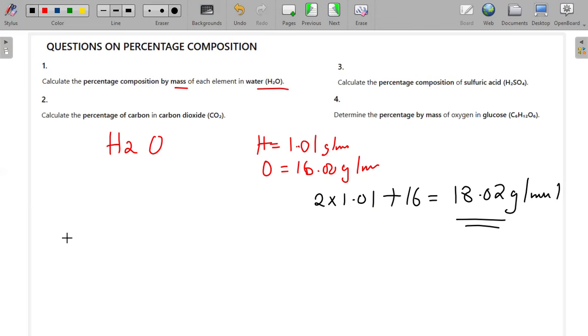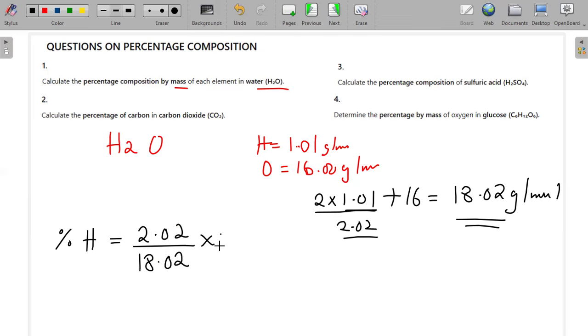Now if I want to find the percentage composition of hydrogen in water, I need the mass of hydrogen contained in water. I can see 2 hydrogens in water, so it will be 2 multiplied by the molar mass of hydrogen, which gives 2.02. So in water, of this 18.02, 2.02 is for the hydrogen. The percent of hydrogen will be 2.02 divided by the total for the water, which is 18.02, and then I multiply by 100.